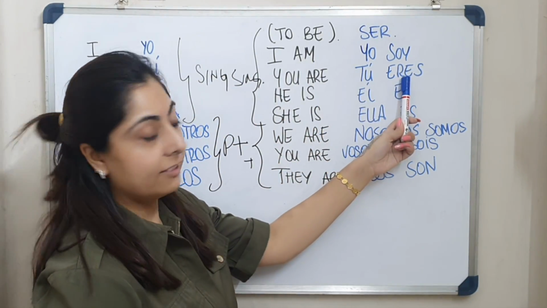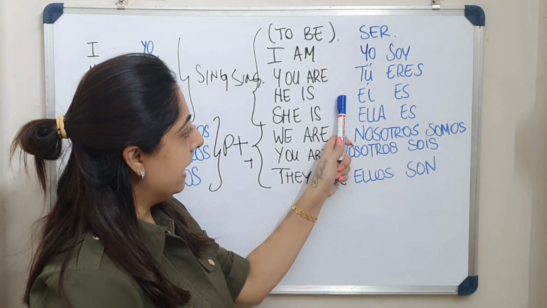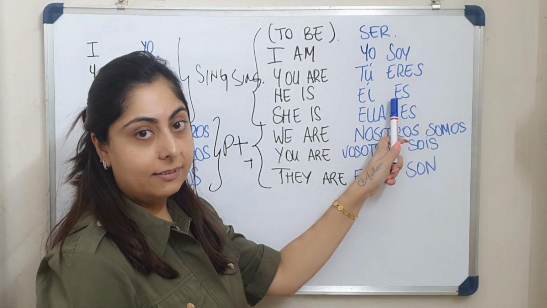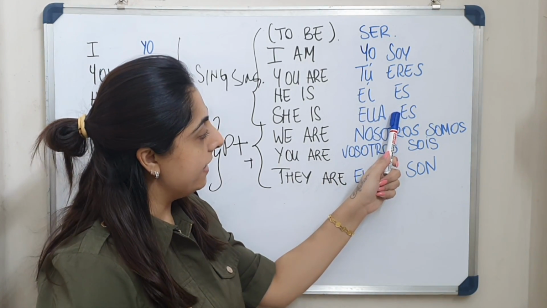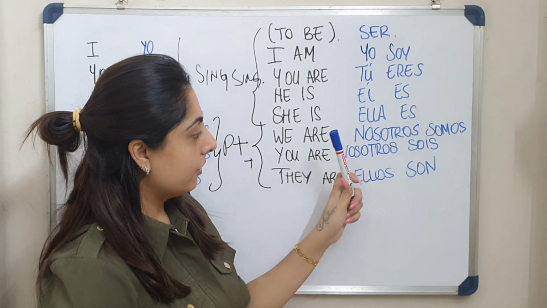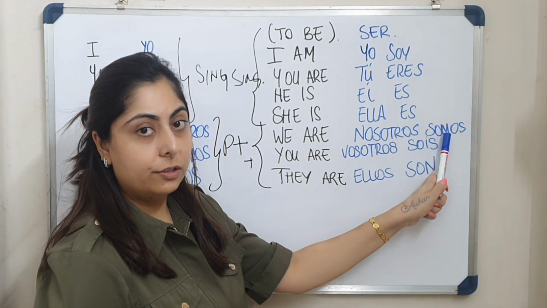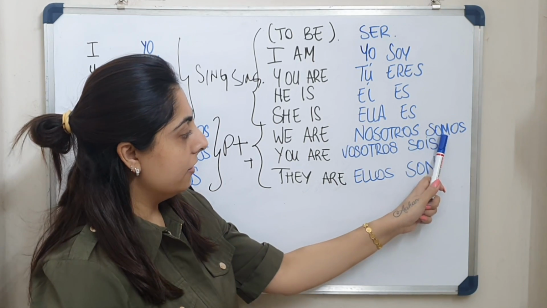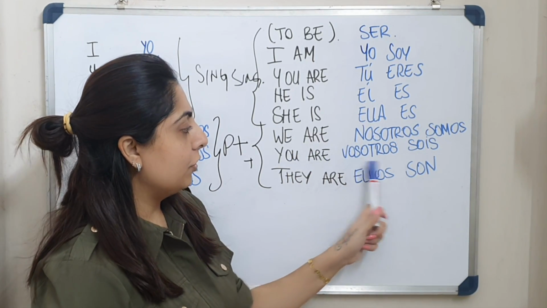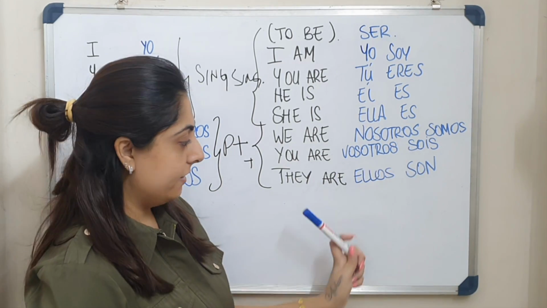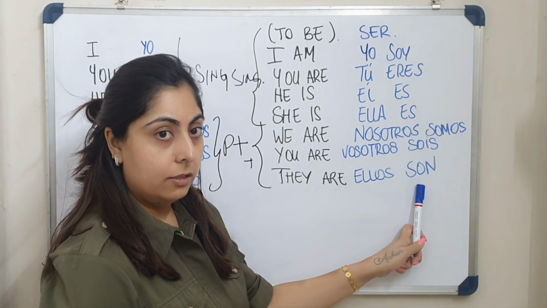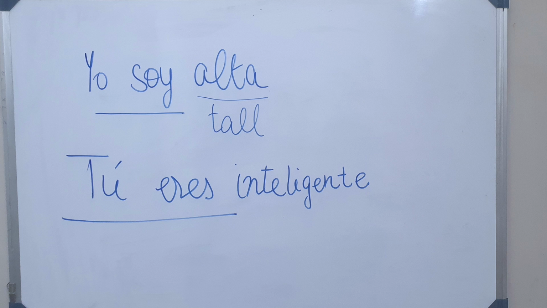Tú eres. You are. Él es. He is. Ella es. She is. Nosotros somos. We are. Vosotros sois. You are. And ellos son. So two very easy examples are the sentence yo soy alta, which means I am tall, and tú eres inteligente. You are intelligent.